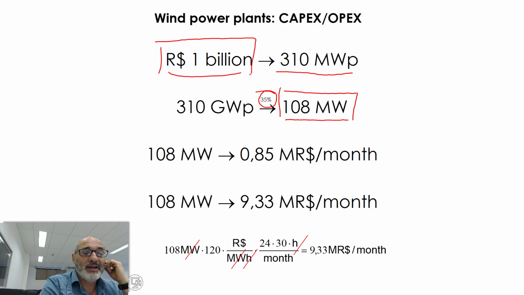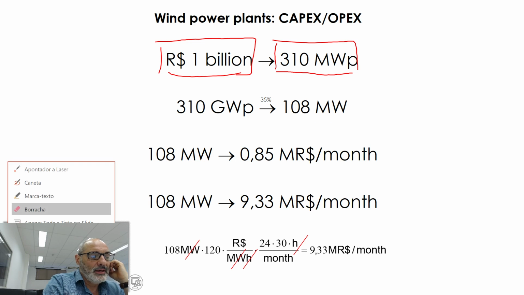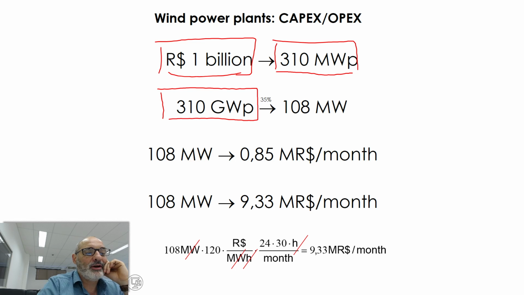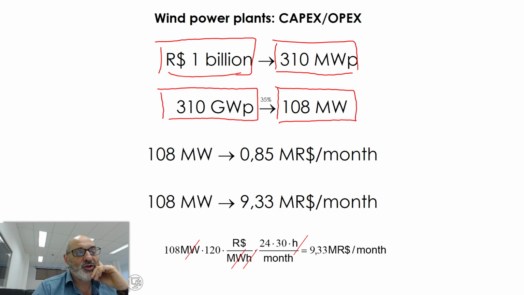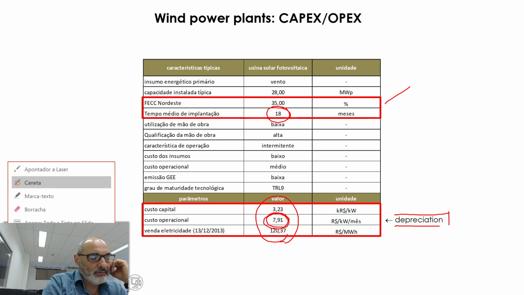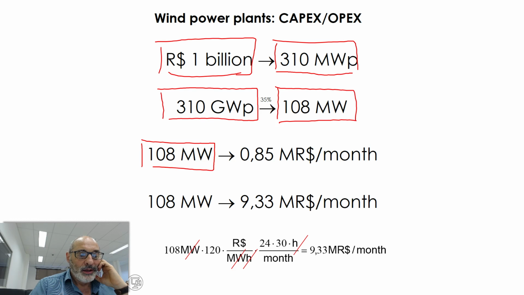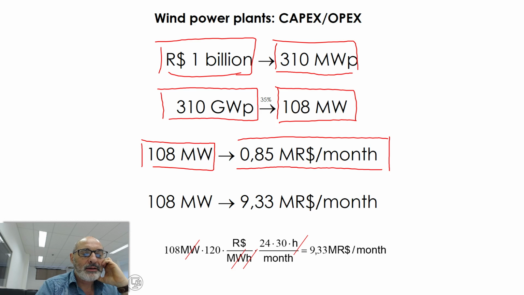So we transformed our capex into a wind farm. So we transform our capital into a wind farm. This wind farm installed in Chapada do Araripe will generate this average power during a year, which will generate 0.85 million reais every month, considering that we're going to get paid 120 reais for every megawatt hour, okay? So 108 megawatts will generate this income, okay?